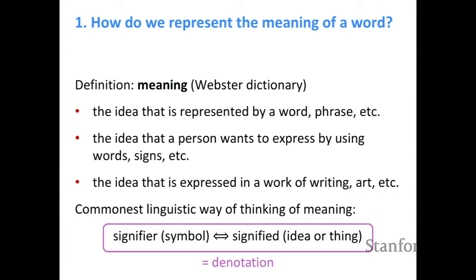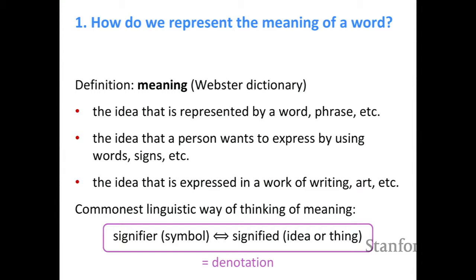Second one could be the idea that a person wants to express by using either words or signs or something else, which is the meaning could be the desire that is in the person that's trying to represent something to you. And the third one is the idea that is actually expressed in a work of art in terms of its reception. And there already you see that that might not be the same. Some people think there's inherently a meaning to something. Some people think the meaning that they think about is the important one, and others think that the meaning that is actually received after you communicate is important.